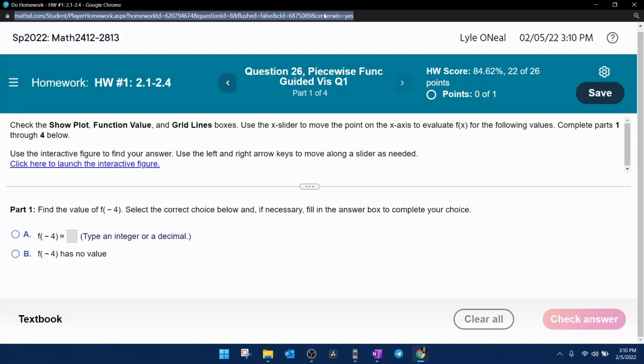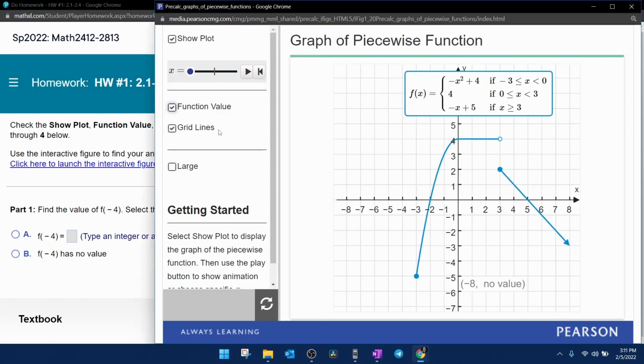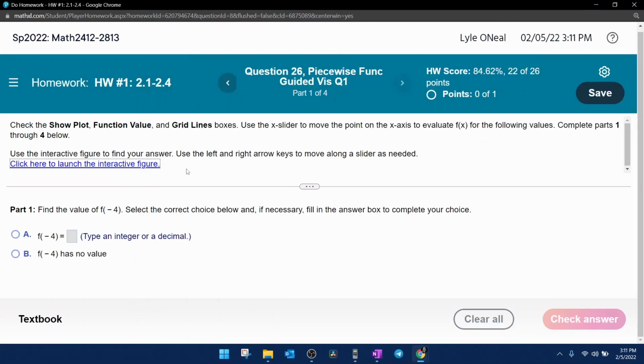All right, here we go. Question 26 from our precalculus, homework number one in MyLab Math. We're going to have to click and launch the interactive figure. And then it says check show plot, function value, and grid lines boxes. Once we have all three of those selected, it then says use the interactive figure and find your answer.